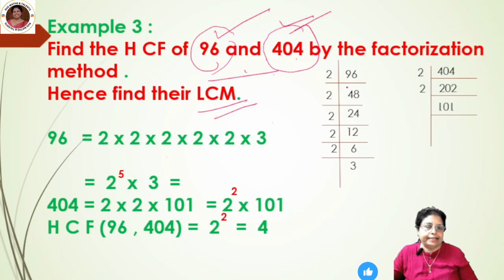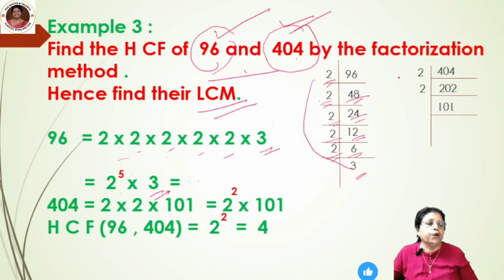So first we have to find the HCF of 96 and 404. So we have to factorize 96. 96 divided by 2, you will get 48. 48 divided by 2, you will get 24. 24 divided by 2, you will get 12. 12 divided by 2, you will get 6. 6 divided by 2, you will get 3. So the factors are 2 times 2 times 2 times 2 times 2 times 3, that is 2 raised to 5 times 3.